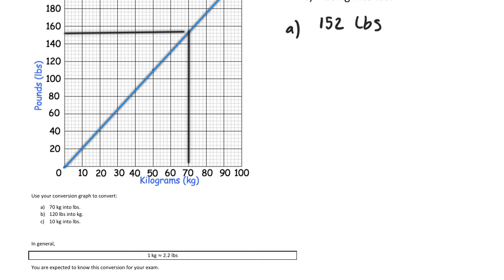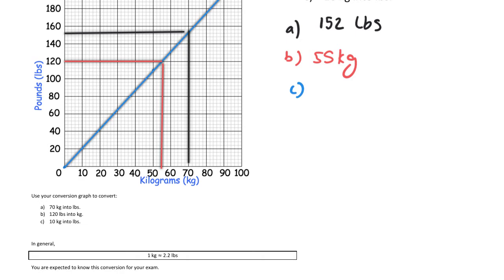Part B, we're trying to get 120 pounds into kilograms, so we draw a line from 120 to the conversion graph, and then from the conversion graph down. You can see we're halfway between 50 and 60, so the answer there for part B is going to be 55 kilograms.